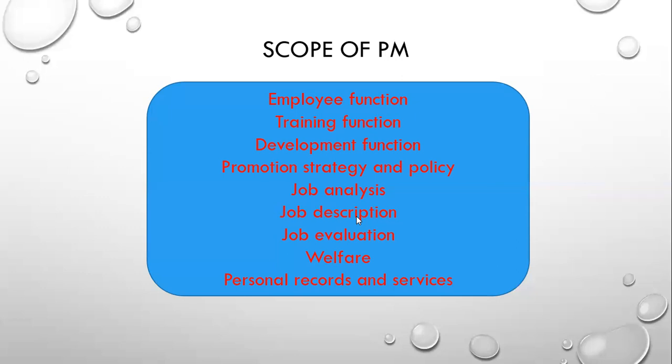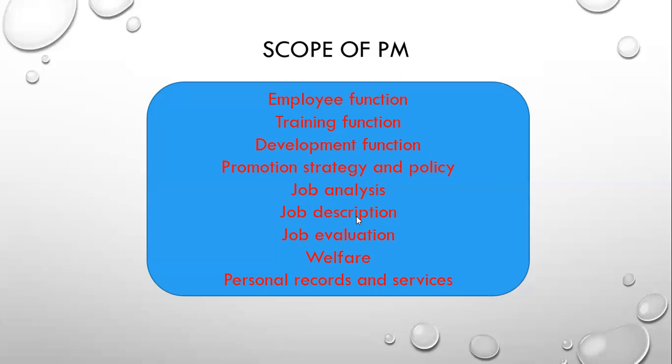That is job evaluation. And the other things are supporting functions like welfare, maintenance of personal records and services, then compensation package, then labor relations, right? Either company there will be a labor union, right? About labor relations, personal records keep, welfare programs provide, services provide, then compensation package, correct. All these things can be considered as the supporting functions, right?